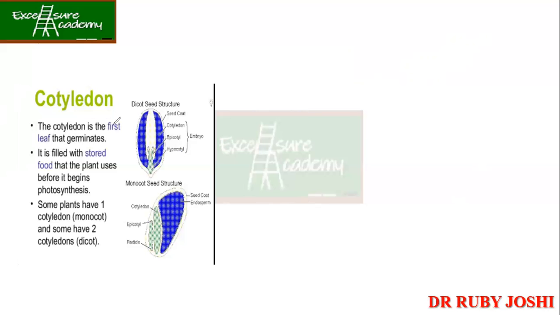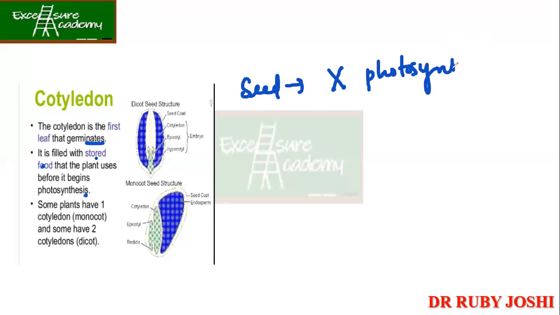So the cotyledon is the first leaf that germinates. It is filled with the stored food, the endosperm, which the plant uses before it uses photosynthesis. When a particular seed is there, at that time it cannot do photosynthesis, so that's why they have food storage. If anyone asks why the seed can't carry out photosynthesis, what will be your answer? Ma'am, I will say that because there are no leaves, how will they do photosynthesis?